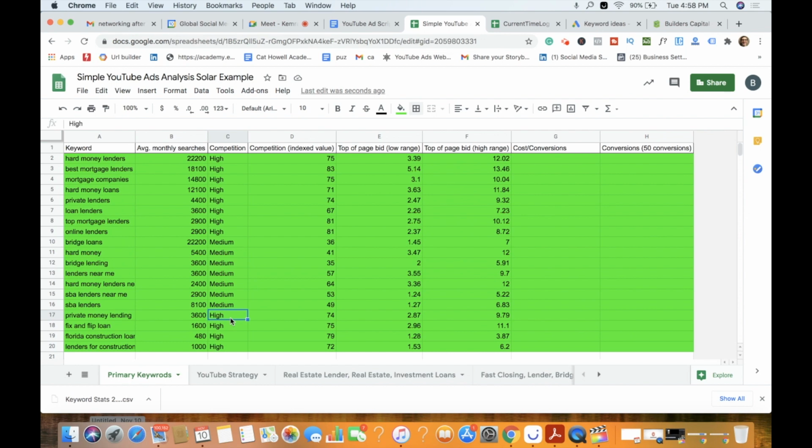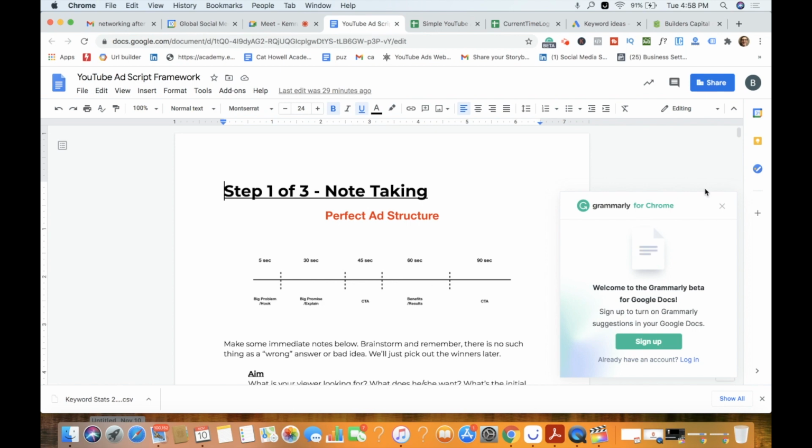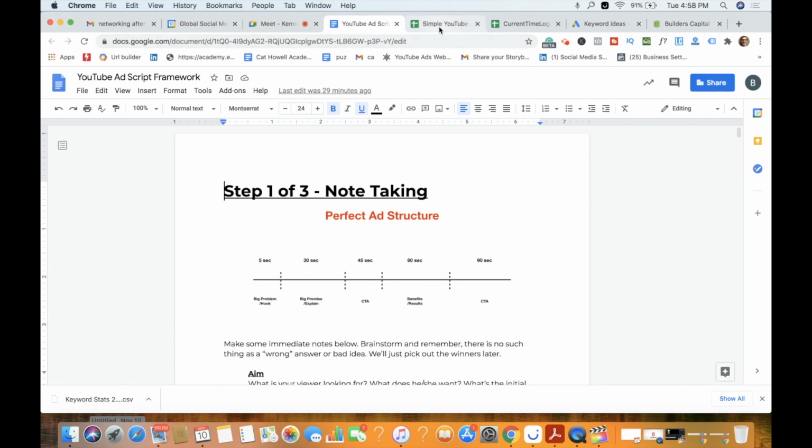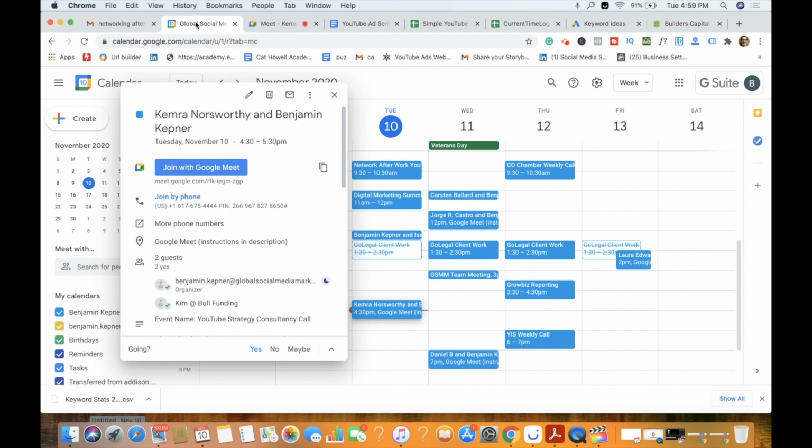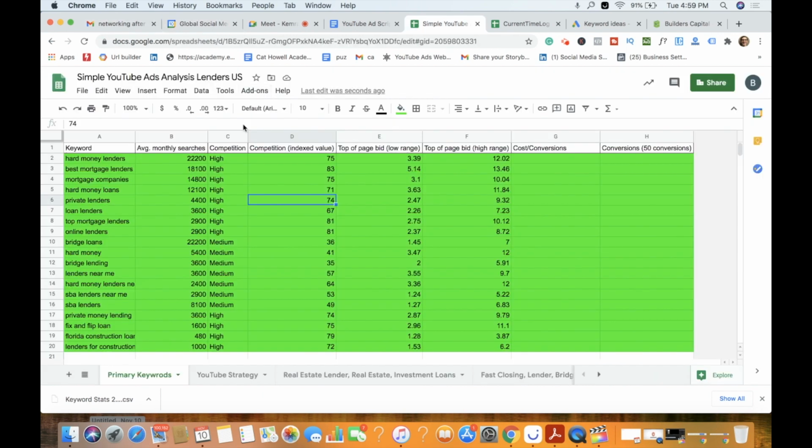So now it's about thinking, okay, I know some of the keywords that I'm going to be using. How do I build some of these keywords into my video script, right? For the video script, I have a template, and I can send that to you. So let's make sure you got all this stuff. This is a simple YouTube ad analysis for lenders, US. Let's share this with you so you have it. You can build off of this.